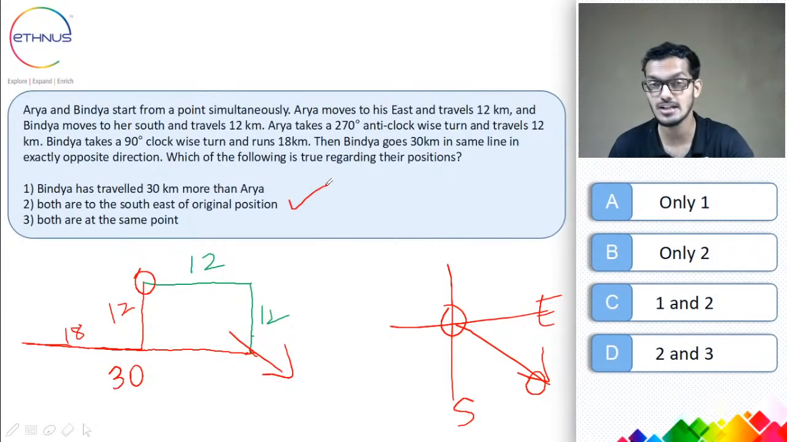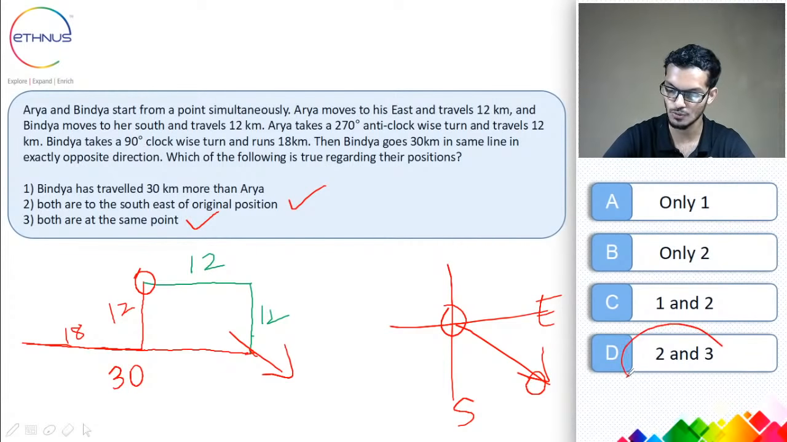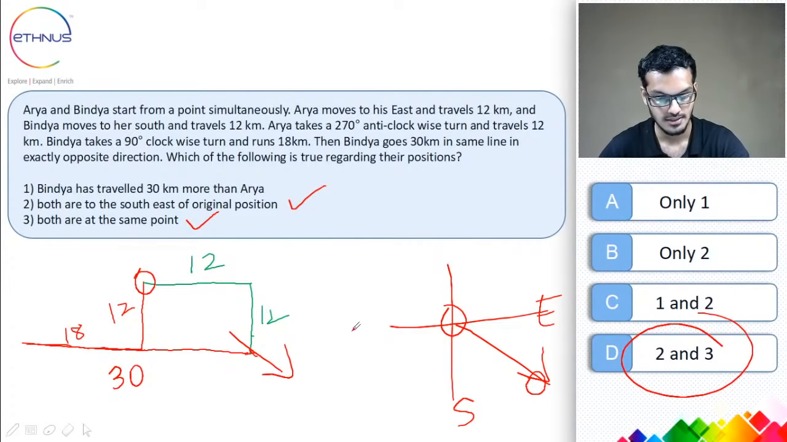Now, talking about the last one, both are at the same point. Yes, they're going to meet at the same point, and that is also correct. So the correct answer is 2 and 3, which is option D. Okay. So option D is the correct answer. I think most of them have answered option D. That is the correct answer.